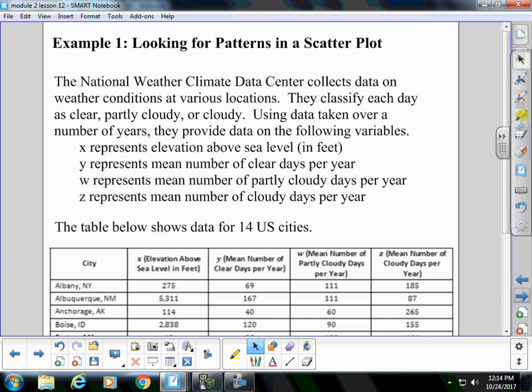X represents elevation above sea level in feet. Y represents mean number of clear days per year. W represents the mean number of partly cloudy days per year, and Z represents the mean number of cloudy days per year. The table below shows the data for 14 U.S. cities.